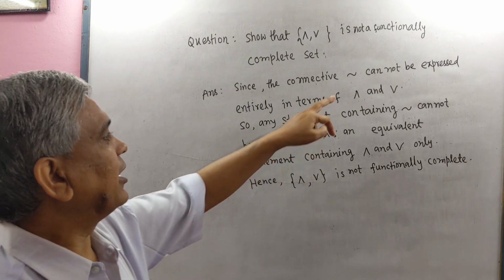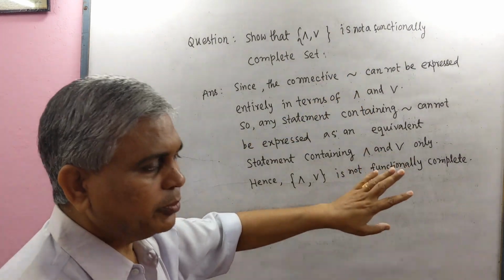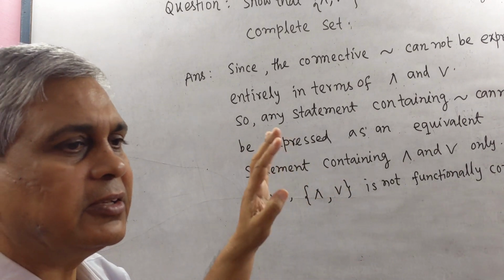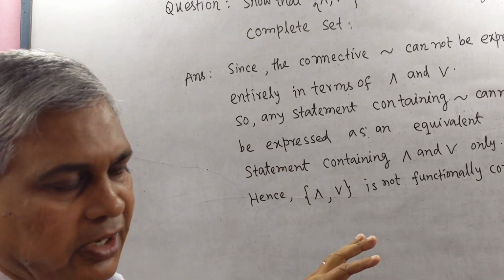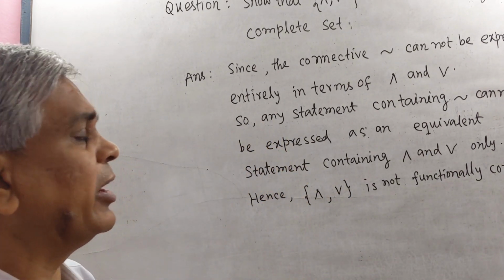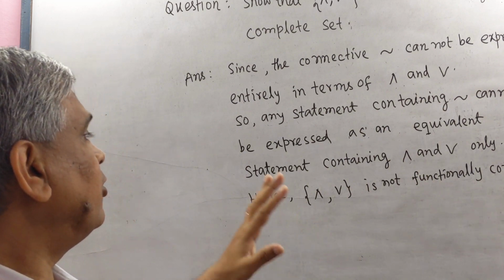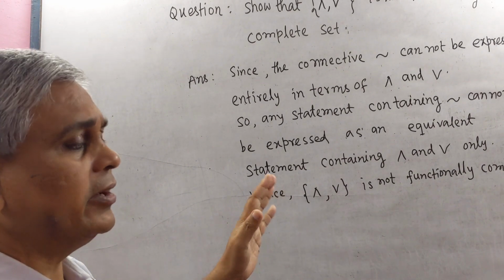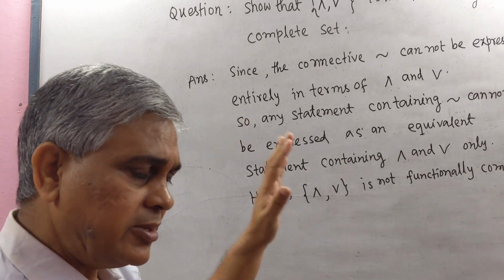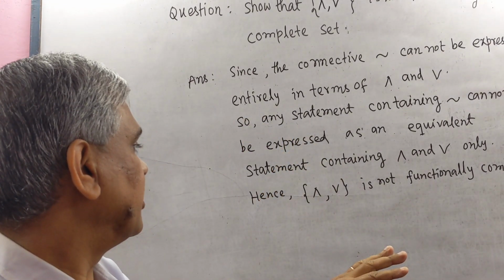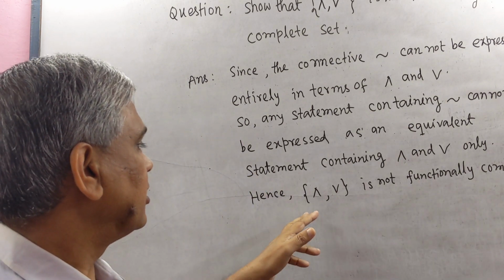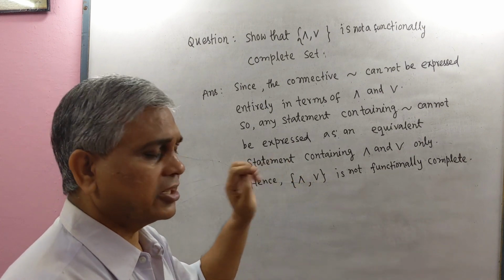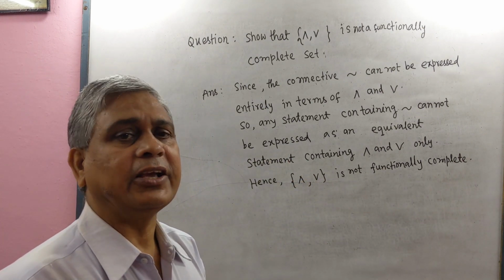Now the question is: a set containing connectives conjunction and disjunction is not a functionally complete set, since the connective negation cannot be expressed entirely in terms of conjunction and disjunction. So any statement containing negation cannot be expressed as an equivalent statement containing conjunction and disjunction. Hence, the set containing the connectives conjunction and disjunction is not a functionally complete set.